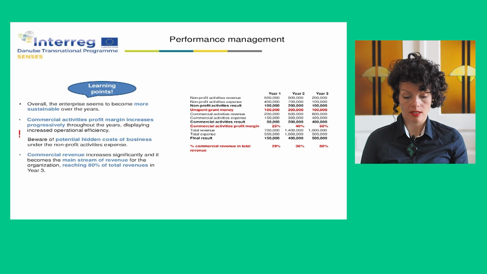Overall, the enterprise seems to become more sustainable over the years. Commercial activity profit margin increases progressively through the years, displaying increased operational efficiency. But beware of potential hidden costs of the business under the non-profit activities expense. Commercial revenue increases significantly, and it becomes the main stream of revenue for the organization, reaching 80% of total revenues in year 3.